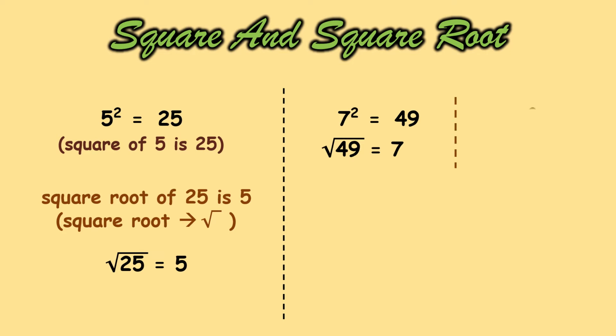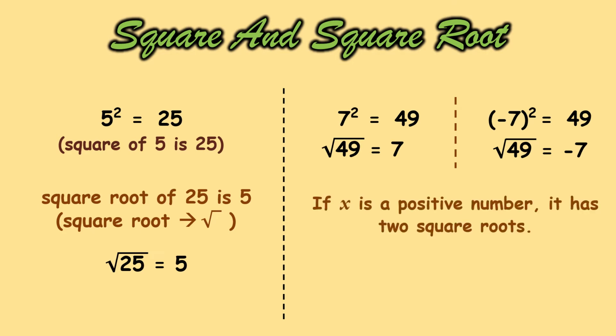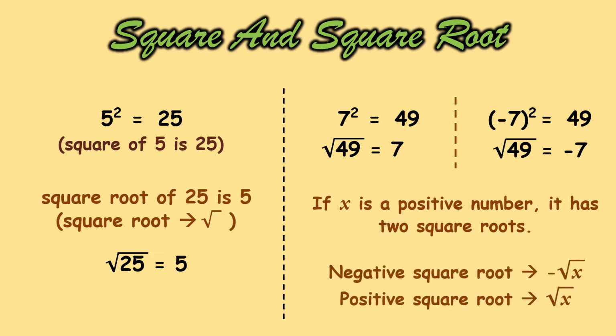In a similar manner, minus 7 square is equal to 49 again, because 7 into 7 is 49 and minus into minus is plus. So square root of 49 here is minus 7. So when you clearly see this, 49 has two square roots. One is positive and the other one is negative. So every positive number has two square roots. One is a negative square root, which we write as minus square root x, and the other one is the positive square root, which we write as square root x.